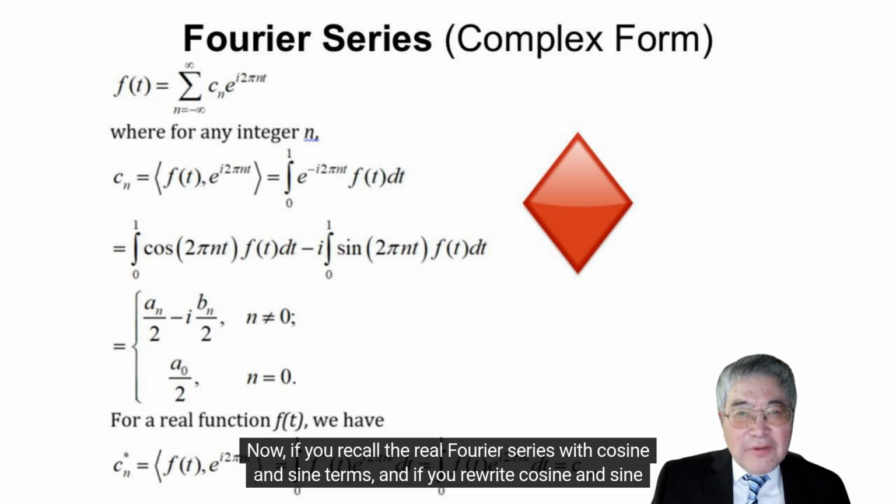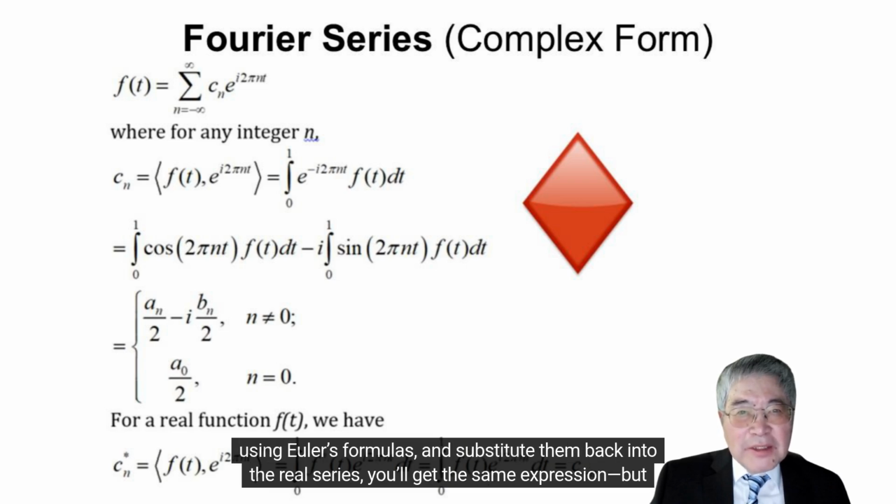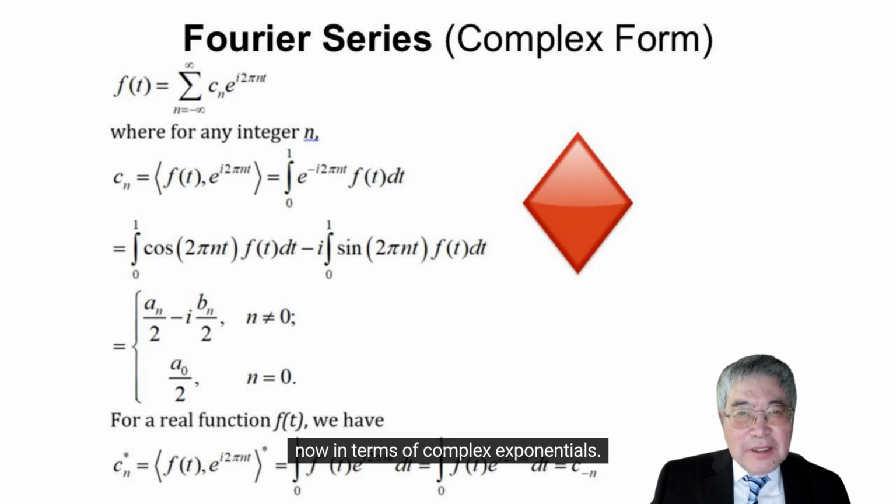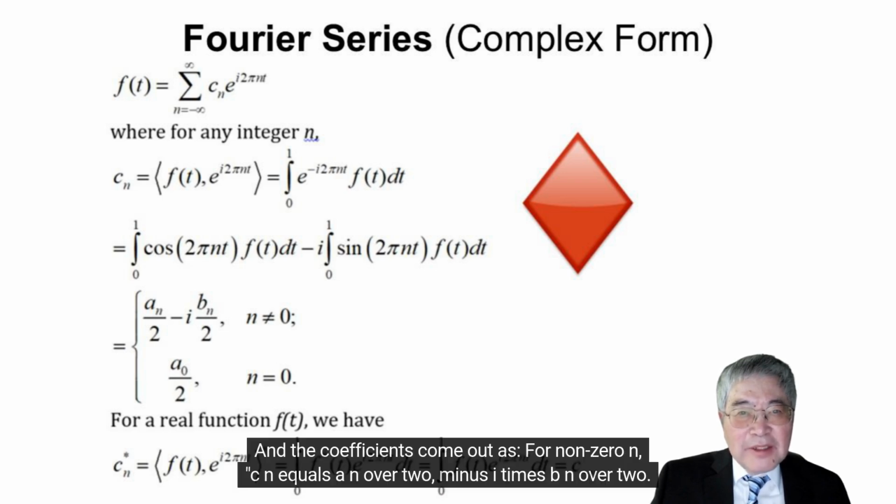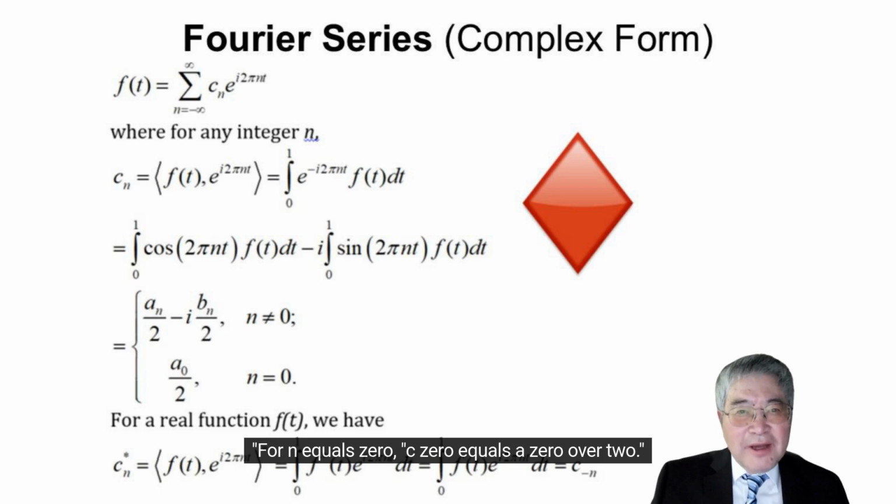Now, if you recall the real Fourier series with cosine and sine terms, and if you rewrite cosine and sine using Euler's formulas and substitute them back into the real series, you'll get the same expression, but now in terms of complex exponentials. And the coefficients come out as, for non-zero n, c_n equals a_n over 2 minus i times b_n over 2. For n equals 0, c_0 equals a_0 over 2.